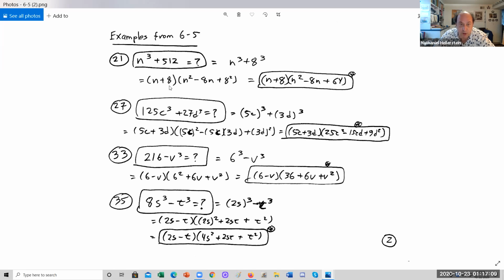Sum of cubes. So sum times square minus product plus square. And square this out to 64 and get n plus 8 times n squared minus 8n plus 64.